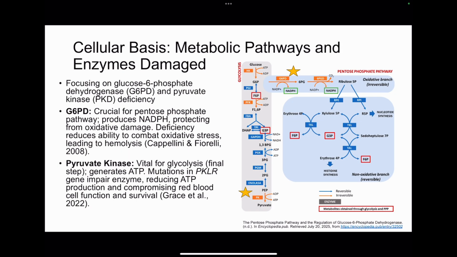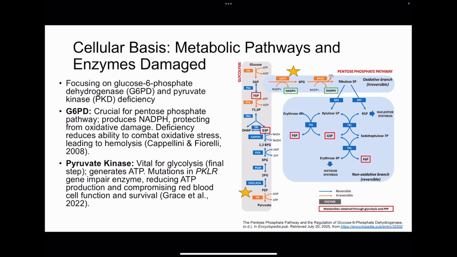So, moving on to the cellular basis, metabolic pathways, and enzymes damage. So, G6PD, it's a crucial enzyme in the pentose phosphate pathway. Note the stars by the G6PD, responsible for generating NADPH, which is essential for protecting red blood cells from oxidative damage. A deficiency in G6PD reduces the cell's ability to combat oxidative stress, leading to hemolysis.